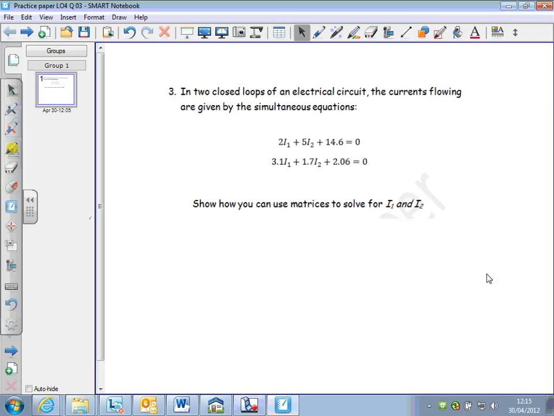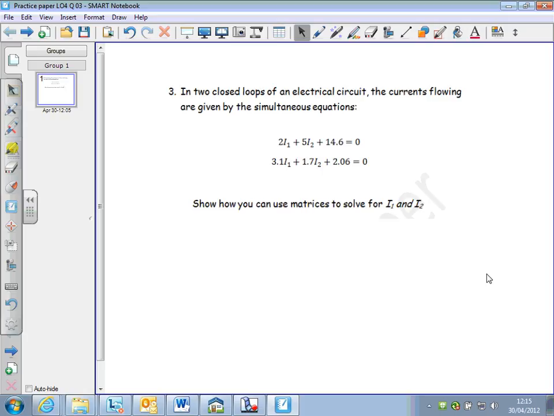Okay, so this is learning outcome 4, question number 3 for the year 1 exam, and it's the use of what we've been doing in questions 1 and 2 effectively to find out the solution to some simultaneous equations. We could solve these simultaneous equations either by elimination or by substitution algebraically, but the beauty of this method is that we're using matrices. We can plug this into a program like Excel or into a computer, and it will work out I1 and I2 directly for us.